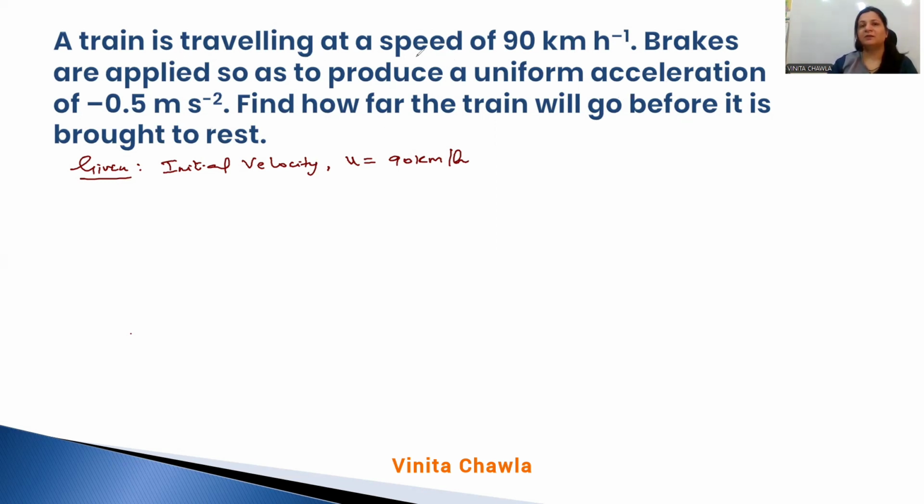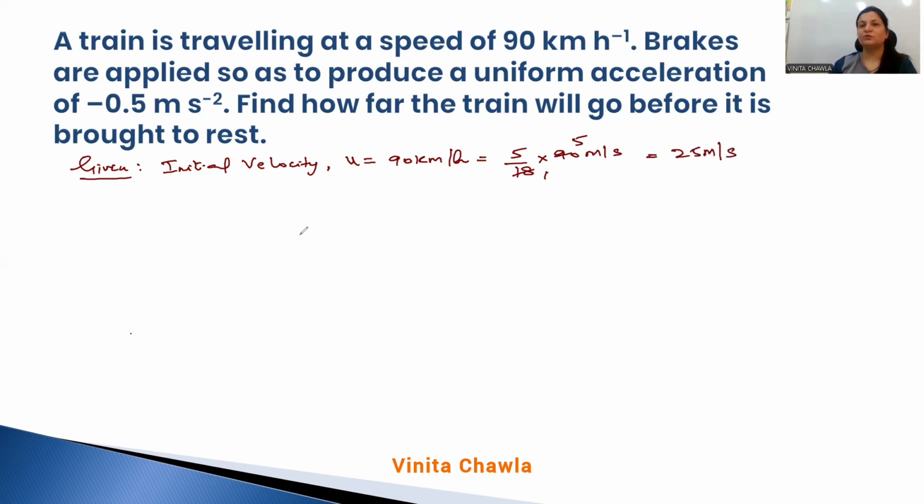A train is traveling at a speed of 90 kilometers per hour. So we can convert kilometer per hour into meter per second just simply by multiplying this by 5 by 18. 5 by 18 into 90 meter per second. And in the table of 18 we get 90 as 18 fives are 90, yes, 25 meter per second.